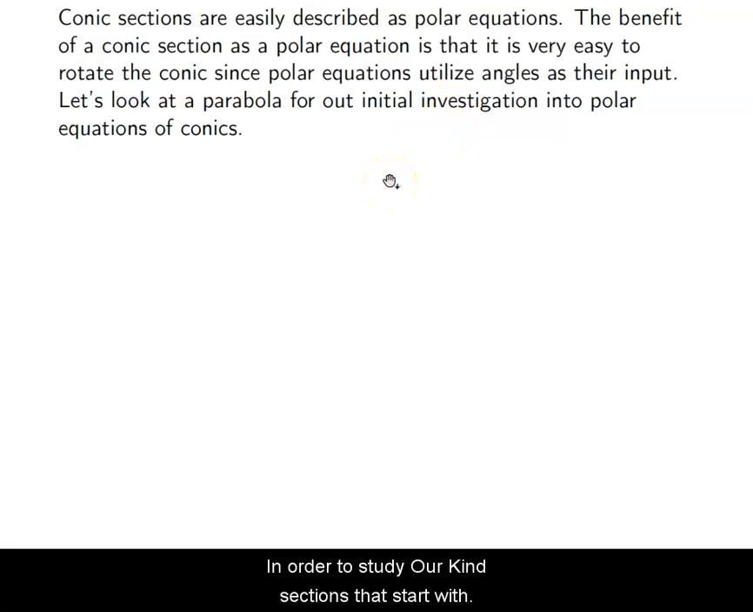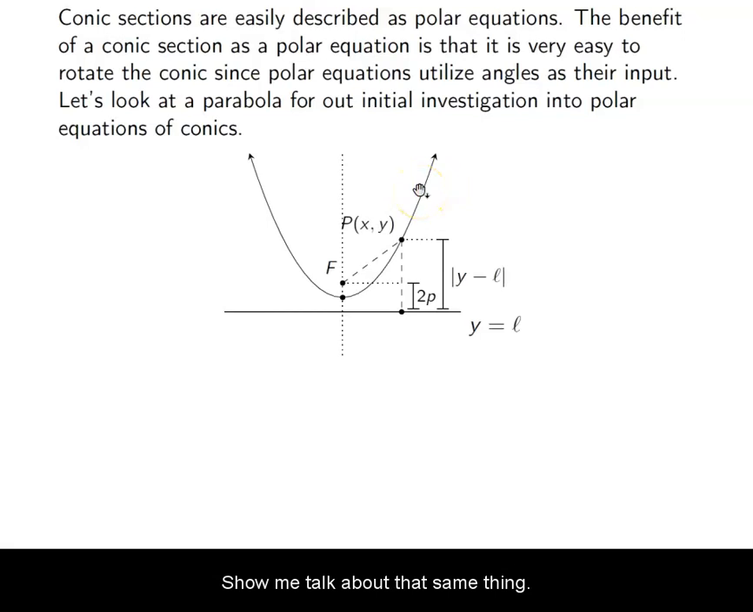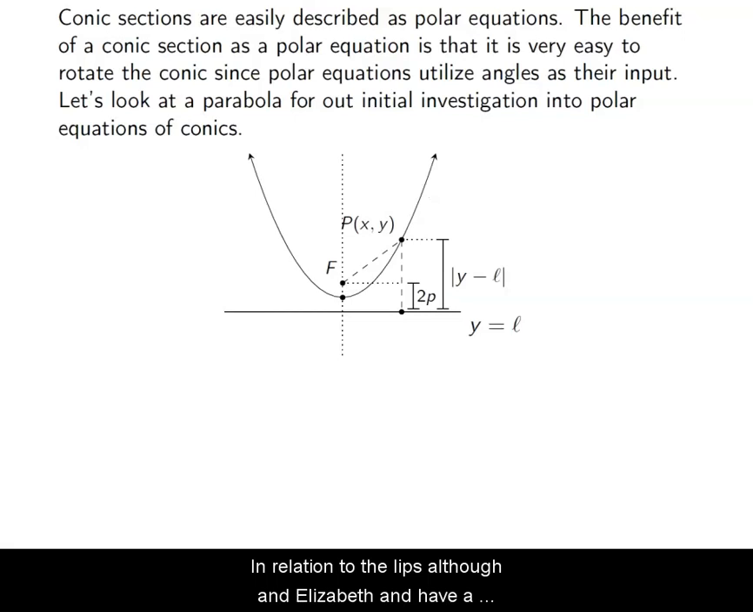In order to study our conic sections, let's start with the parabola, just like we did at the beginning of this chapter. The parabola is the easiest, most basic conic section for us to study. If we remember our relationship for a parabola, the distance from the directrix to a point is the same as that point to the focus. We talked about that same thing in relation to the ellipse. Although an ellipse doesn't have a directrix, we did talk about what's called the eccentricity.